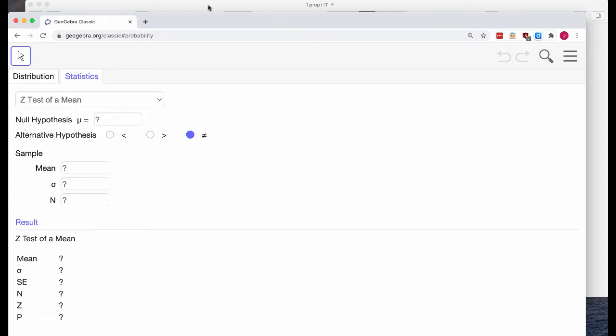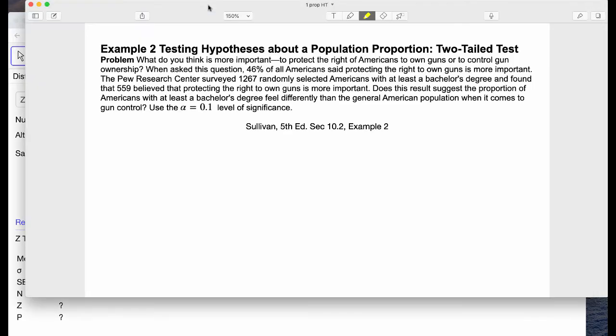I've prepared an example for us to walk through and learn how to click the buttons in GeoGebra. This is from our Sullivan textbook, section 10.2, example number 2 in the learning material. What do you think is more important, to protect the right of Americans to own guns or to control gun ownership? When asked this question, 46%, that seems important, I'm going to highlight it. 46% of all Americans said protecting the right to own guns is more important.